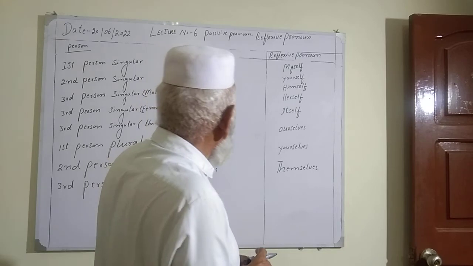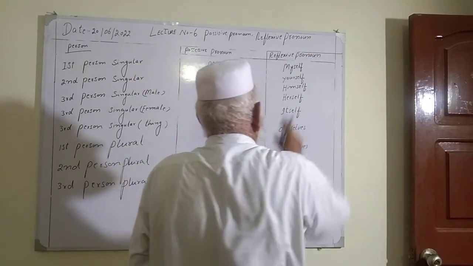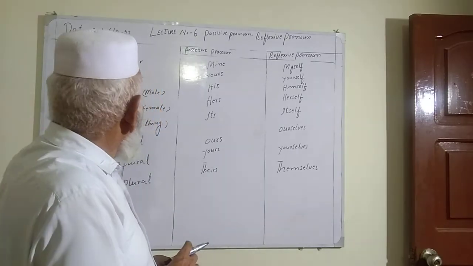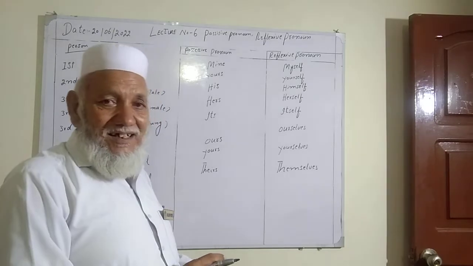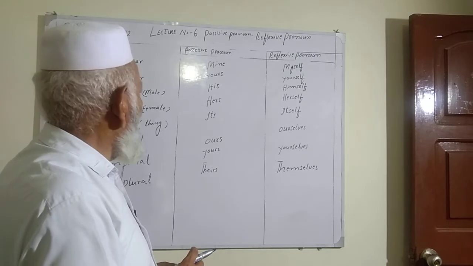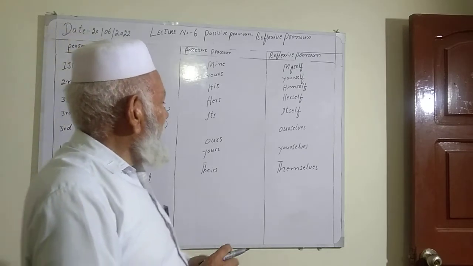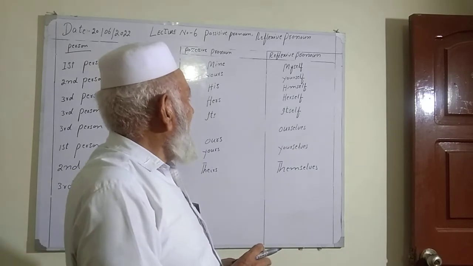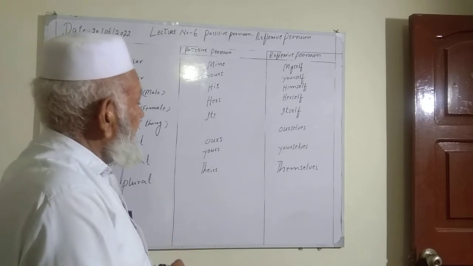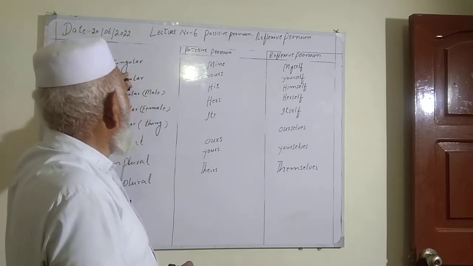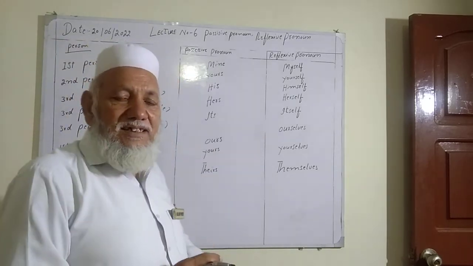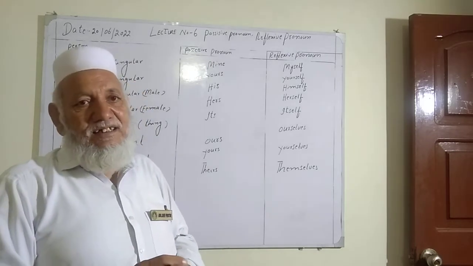So, reflexive pronouns are those pronouns which are used according to the subject. And the subject, what type of pronoun is present? According to that pronoun, we apply these reflexive pronouns. For example, I cut my hair myself.